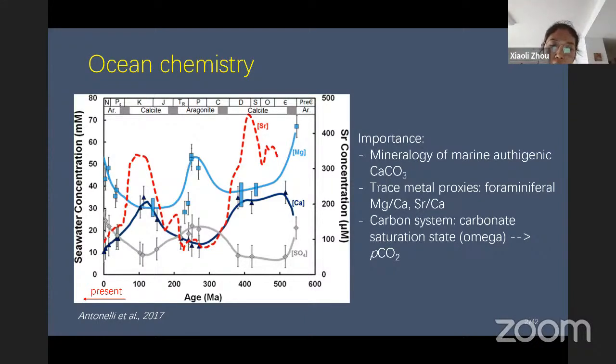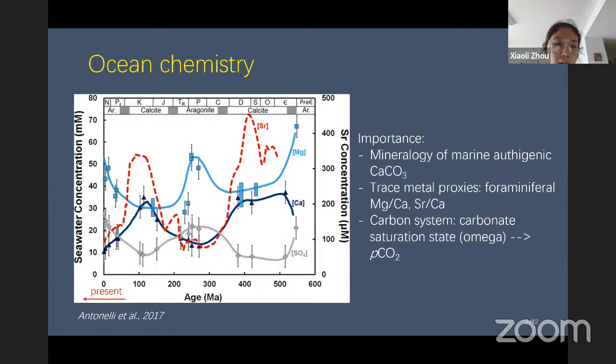The ocean chemistry, for example the ratio of magnesium to calcium, affects the mineralogy of marine inorganic calcium carbonate. So when the magnesium to calcium ratio is high, the calcium carbonate mostly exists as aragonite. And when the ratio is low, it is mostly calcite.